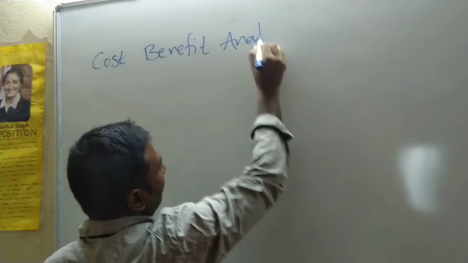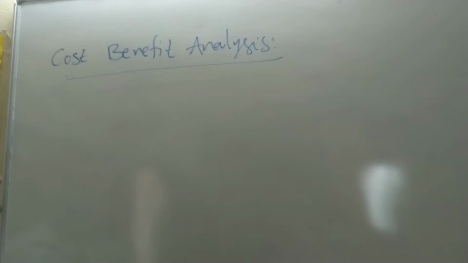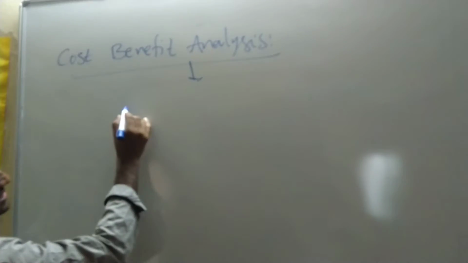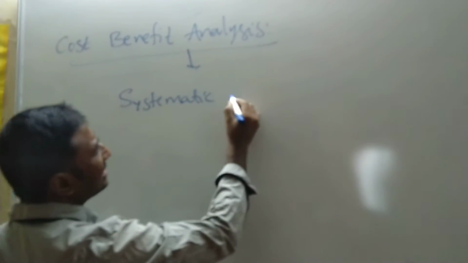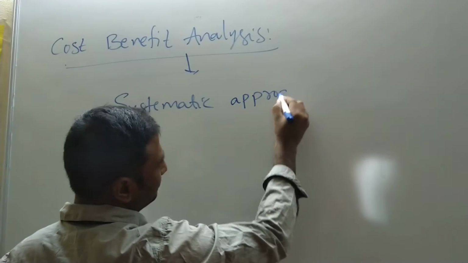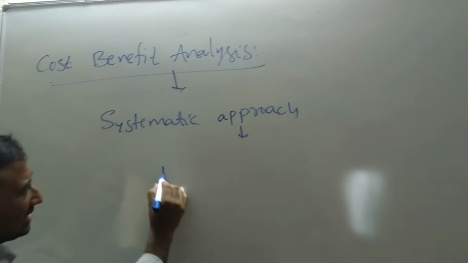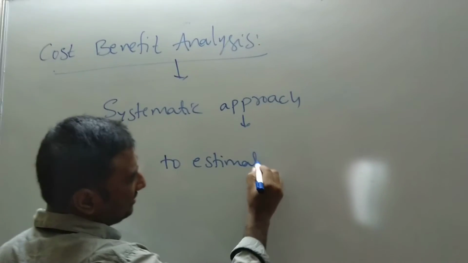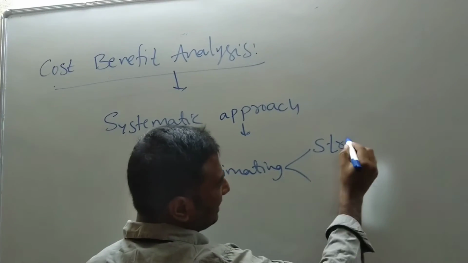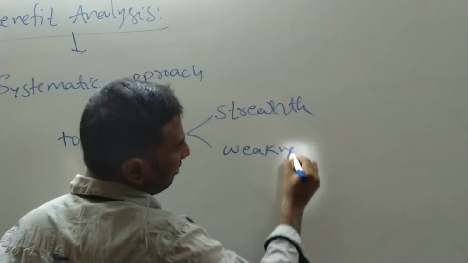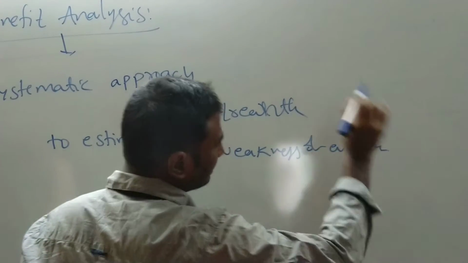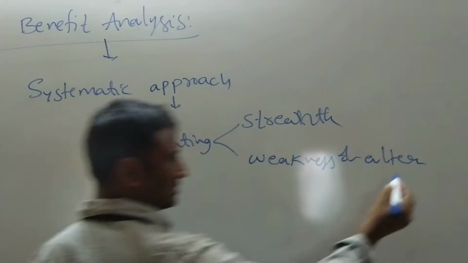So first of all, cost benefit analysis. Cost benefit analysis is a systematic approach to estimating strengths and weaknesses of alternatives.